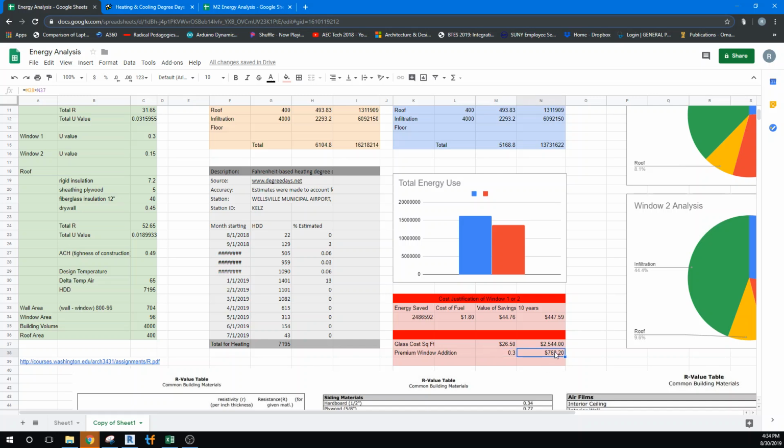So it's just a mathematical equation of taking the total cost of the window, which is N37 times M38, 30%, to come up with that number. So now we have, this is how much energy is saved over 10 years in heating. This is how much the windows cost, and we can do an analysis.